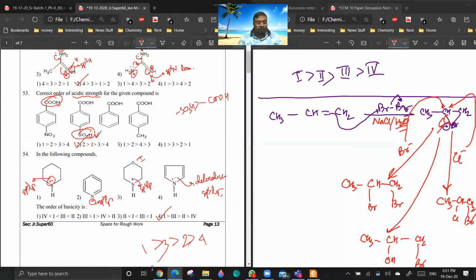Sir, in 2, the lone pair will get delocalized. No, the lone pair is still localized only. It's a localized sp2 lone pair. But you see, an sp2 lone pair is less basic than an sp3 lone pair if both are localized, because sp2 nitrogen is more electronegative, so its basic tendency is less. Is it clear?